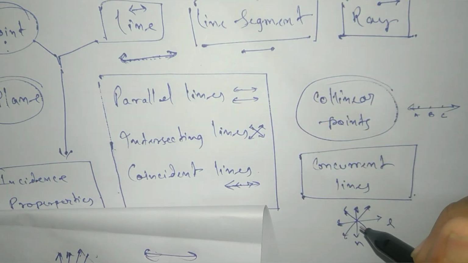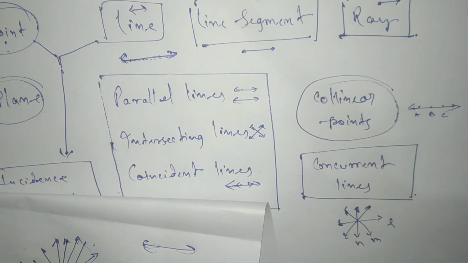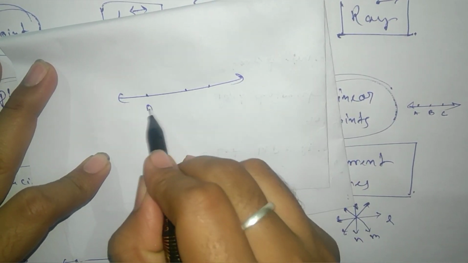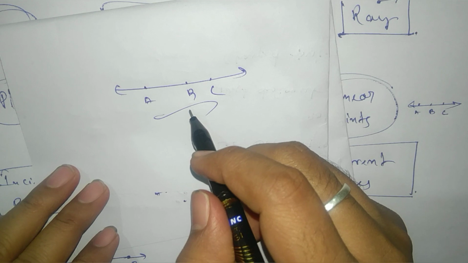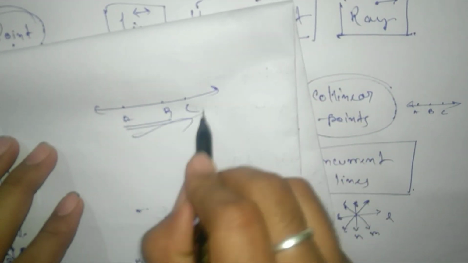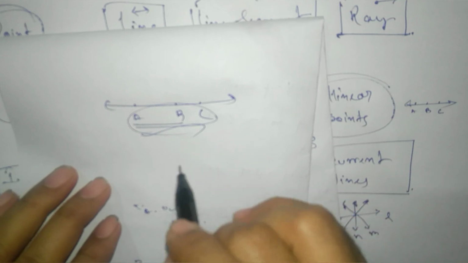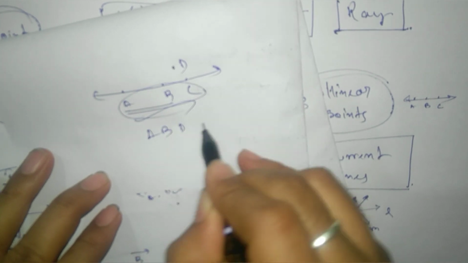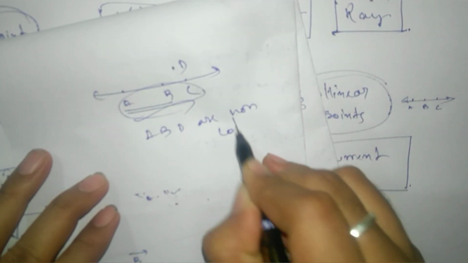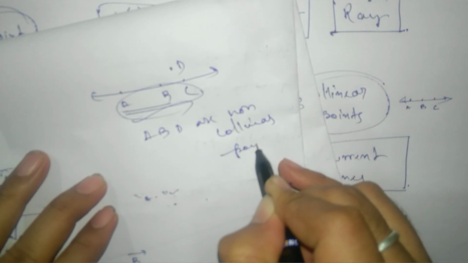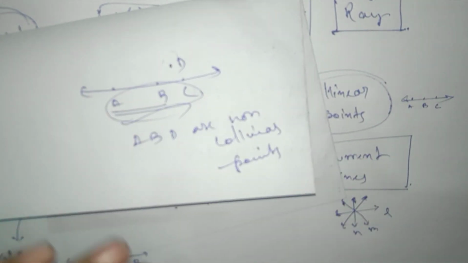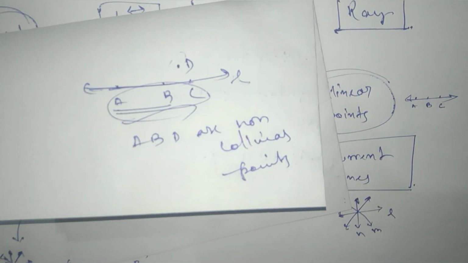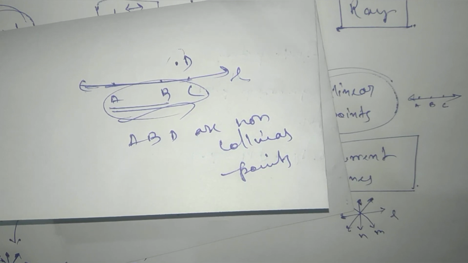Now the last one we have here is collinear points. What are collinear points? Take a line, take 3 points A, B, C, and then A, B, C are collinear. Collinear means all are on the same straight line. If we take this D, then A, B, D are non-collinear points. Why? Because D, you can see, is not lying on the line on which A and B are, or the line which passes through A and B.